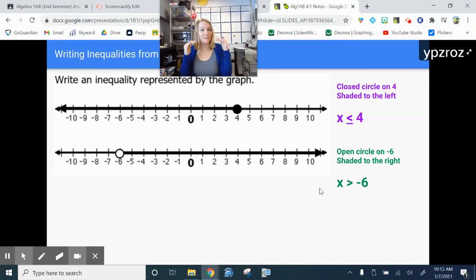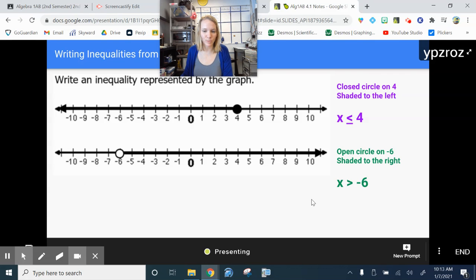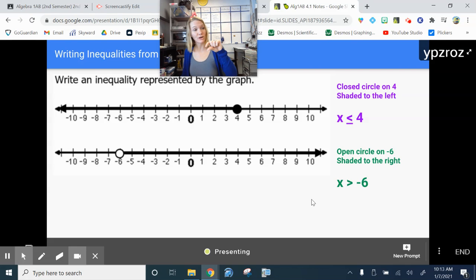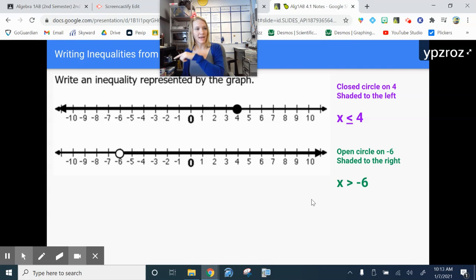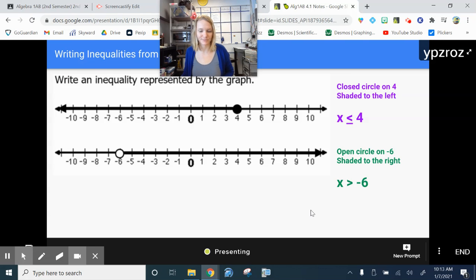And that's it. So you don't even have to write in the words. I chose to write those because it helps clarify what it is you're doing. So your open circle on the -6 and shaded to the right. So we would say x greater than, our greater than symbol, -6. So bigger, alligator eats the bigger number. x is representing everything that's greater than -6. So that's why we always like to put our variable on the left.